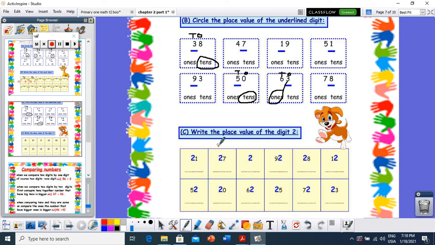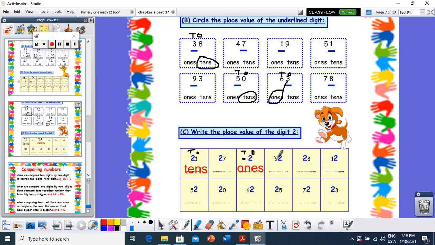Number C, write the place value of each digit. Write the place value of the digit 2. Place value means I will write tens or ones. So 21, here I write T and here I write O. So 2 here lives in tens or ones? Excellent, in tens. So I have to write tens. Okay, 2. 2 here for the ones, and the tens will be 0. So now 2 lives in what? In the ones home or the tens home? So the place value of the 2 is ones.